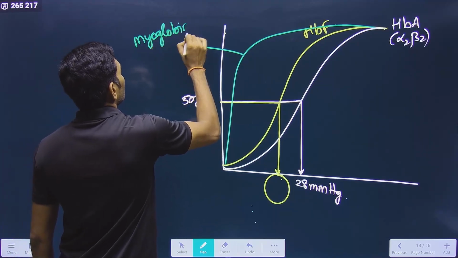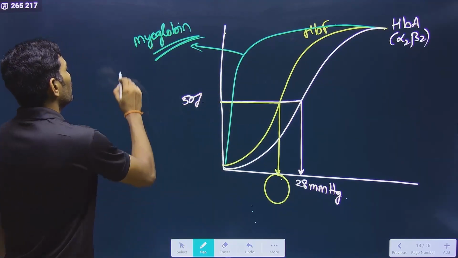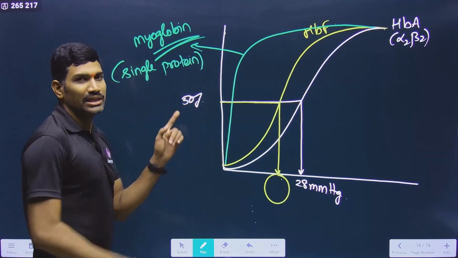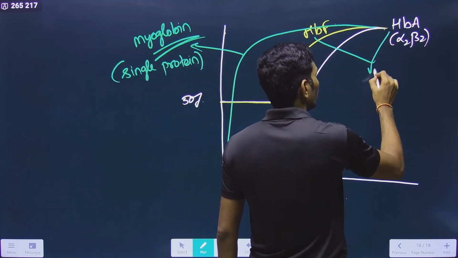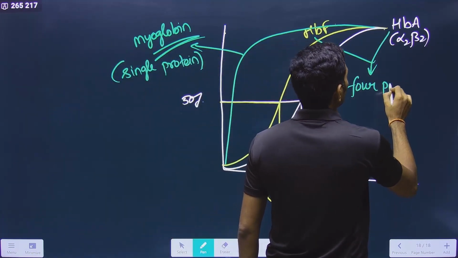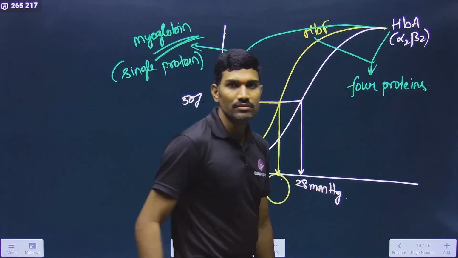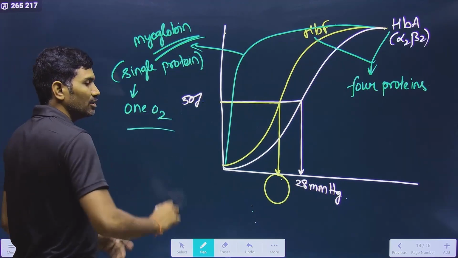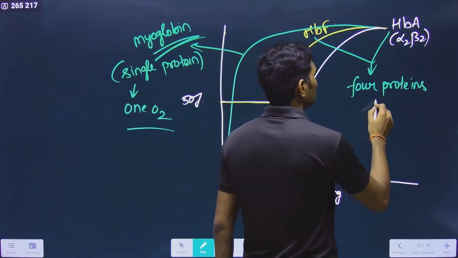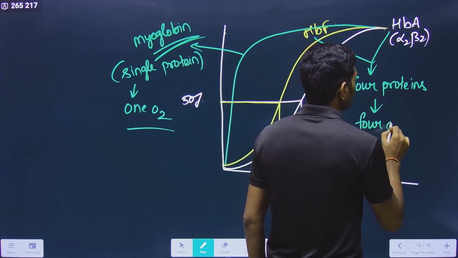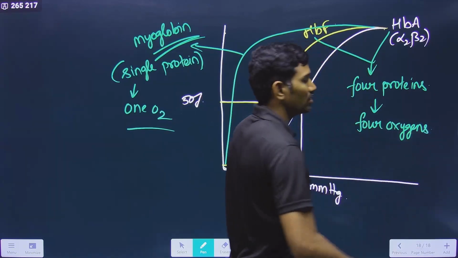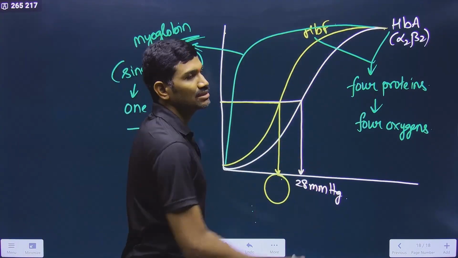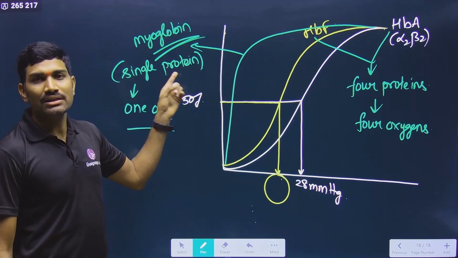Myoglobin, there is an important point here. Myoglobin has a single polypeptide, a single protein in it. But hemoglobin, in both cases, has four proteins. So here one myoglobin will bind with one oxygen. But here each hemoglobin will bind with four oxygen molecules. There is a difference here. So one molecule will bind with one oxygen, that's why it is increasing quickly and becoming like this. So that's why we are getting a different type of graph here.